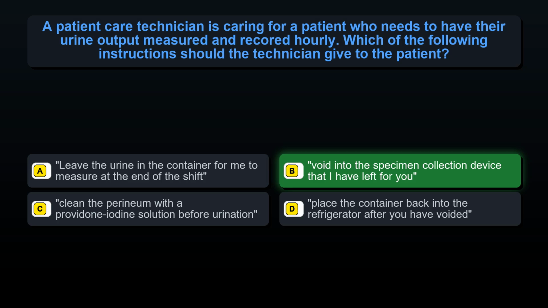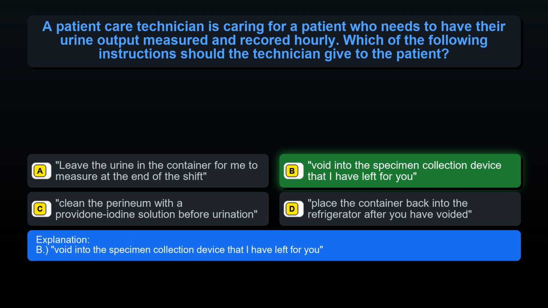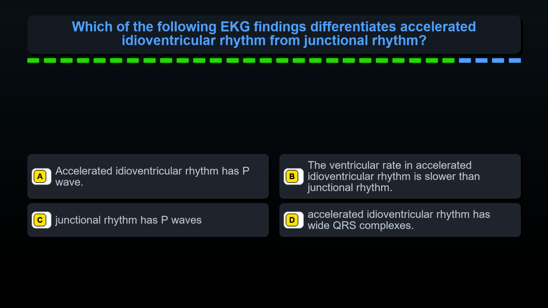The correct answer is option B, void into the specimen collection device that I have left for you. Question 28. Which of the following EKG findings differentiates accelerated idioventricular rhythm from junctional rhythm? Option A, accelerated idioventricular rhythm has P waves. Option B, the ventricular rate in accelerated idioventricular rhythm is slower than junctional rhythm. Option C, junctional rhythm has P waves. Option D, accelerated idioventricular rhythm has wide QRS complexes.